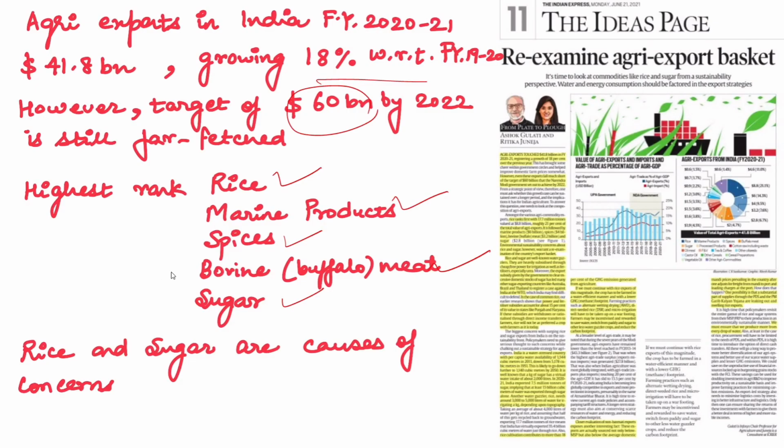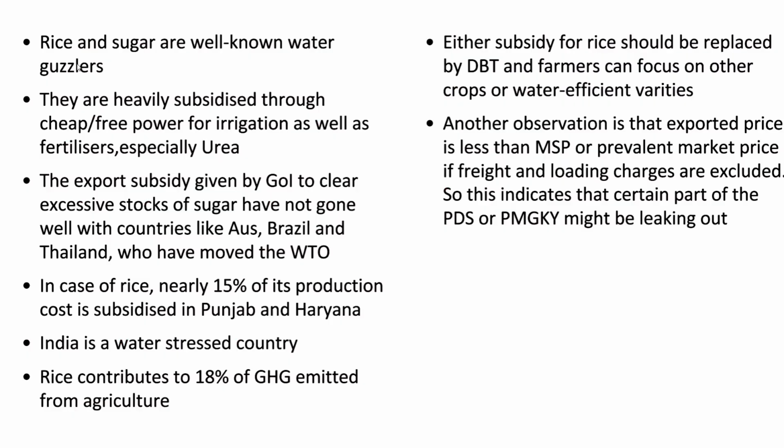This article talks about rice and sugar as being a cause of concern from both an economic as well as an environmental point of view. The first point mentioned is rice and sugar are well-known water-guzzling crops. Now what does that mean? That means for their production, a lot of water is required. To give you a perspective, sugarcane uses 22.5 million liters per hectare over 14 months.